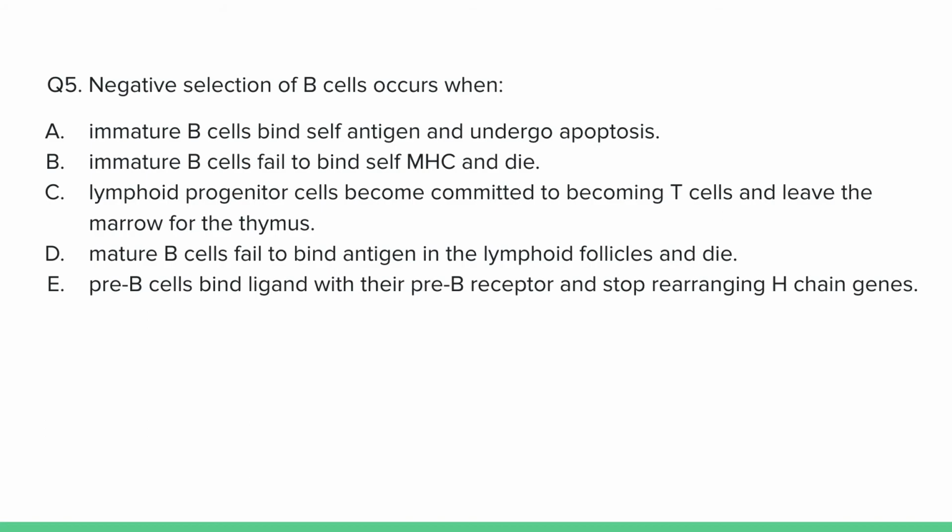Question 5. Negative selection of B cells occurs when, so we just talked about this, right? Hopefully this makes sense. Negative selection of B cells occurs when immature B cells are able to bind self-antigens, and that's when we get rid of them and they undergo apoptosis. This is talking about B cells, and we just talked about T cells, but it's pretty much the same thing. Immature B cells that bind self-antigens are sent for apoptosis.